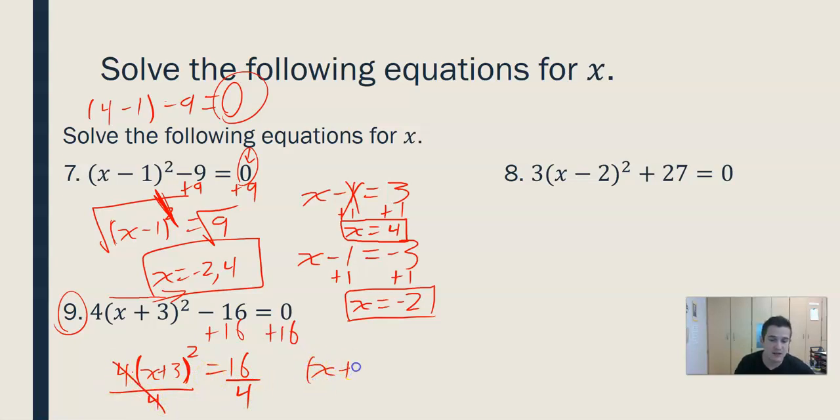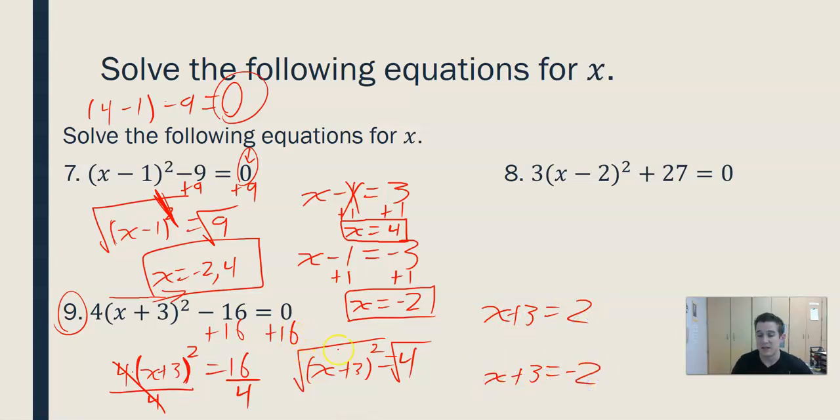So I get x plus 3 squared equals 4. 16 divided by 4 is 4. Okay, now I have this whole squared nonsense all by itself. So now I can square root both sides. And I'll have x plus 3 equals 2. And I will also have x plus 3 equals negative 2, because the square root of 4 is 2, as well as negative 2. Negative 2 times negative 2 is positive 4. 2 times 2 is positive 4. So let's solve both of these equations for x. Now it's easy money.